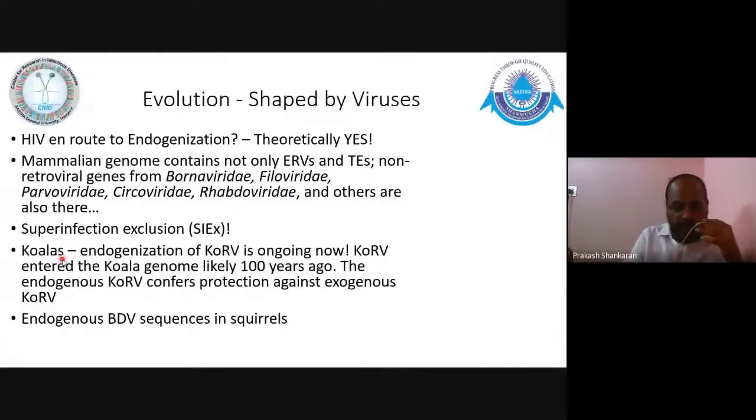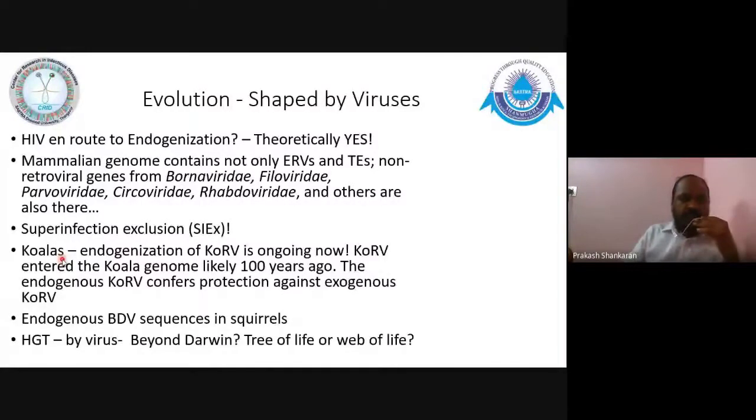Endogenous BDV sequences, this is another example. This is very interesting: HGT, horizontal gene transfer by virus.